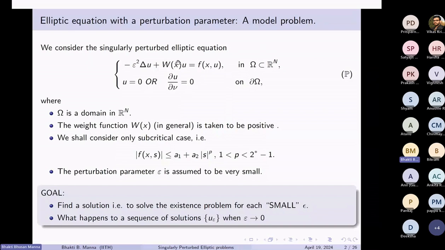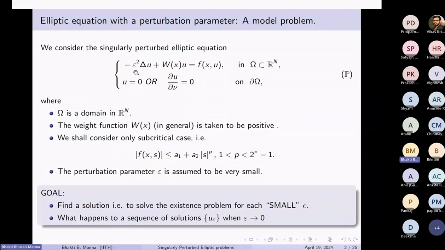So the weight function generally is positive. That's what so far the literature people have studied. Different kinds of weight functions are also studied, but we shall restrict ourselves to the positive weight functions. And one important thing with this nonlinearity f is that we want to take it subcritical, so that as growth condition, f has something like |s|^p, where p is subcritical. 2 star minus 1 is the critical Sobolev exponent.